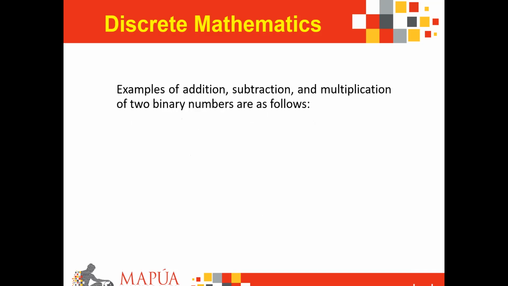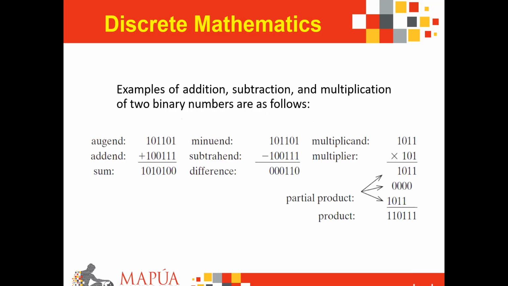Examples of different addition, subtraction, and multiplications of two binary numbers would be as follows and as seen in this given example. They are performed in a way similar to decimal numbers. This ends our module. For this lesson, we have covered the different operations involving binary numbers and logic bit operations.